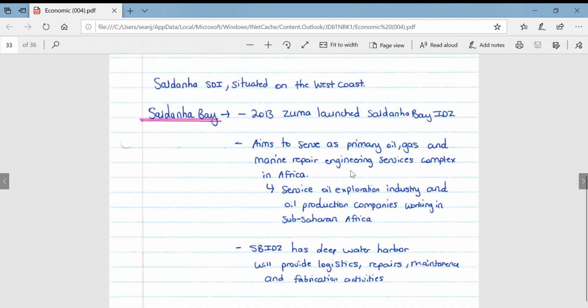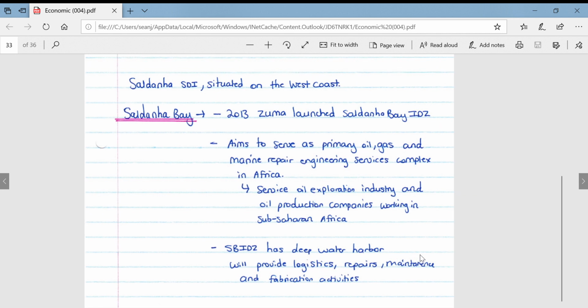It aims to serve as a primary oil, gas, and marine repair engineering services complex in Africa, and serves the oil exploration industry and oil production companies working in sub-Saharan Africa. The Saldanha Bay IDZ has a deepwater harbor and will provide logistics, repairs, maintenance, and fabrication activities to passing ships.